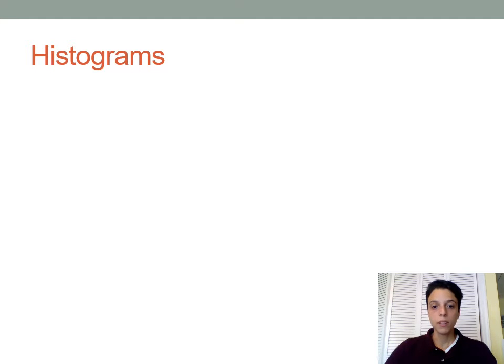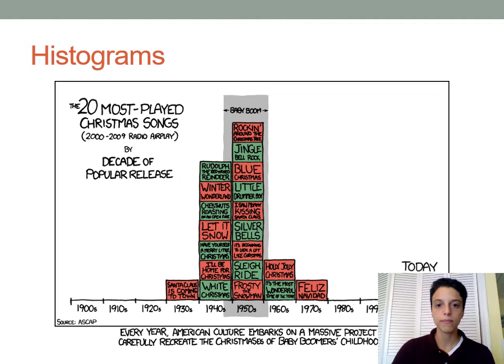So histograms are going to pop up again, as I've said, and one thing about histograms that's important is their shape. So I'm going to show you a couple of different histograms now, and I want you to pay attention to what the shape of the graph looks like.